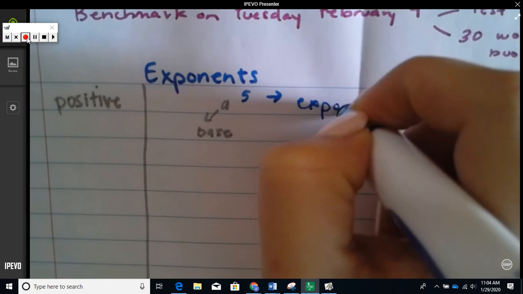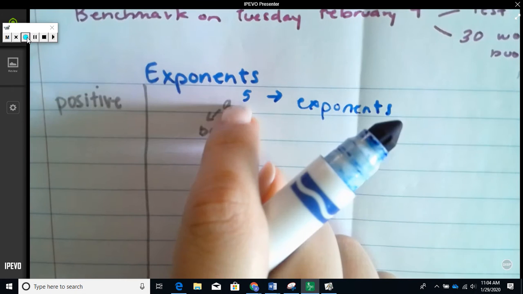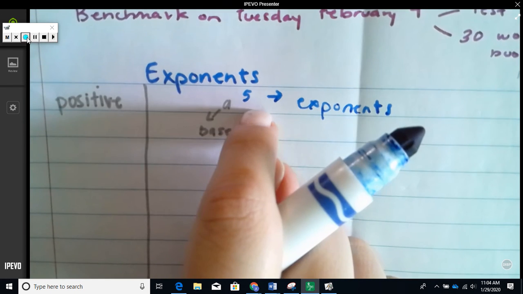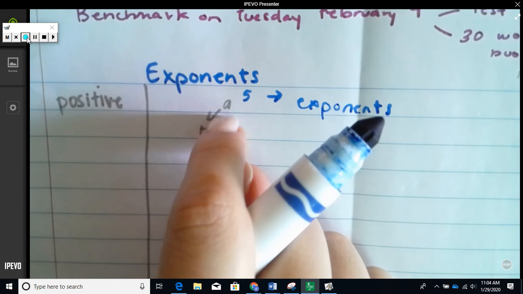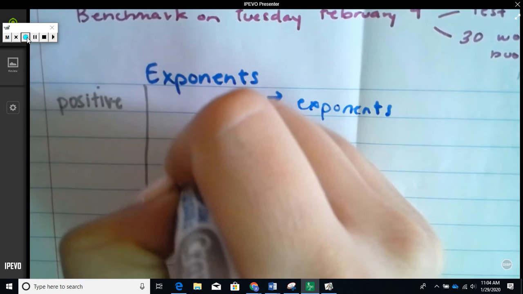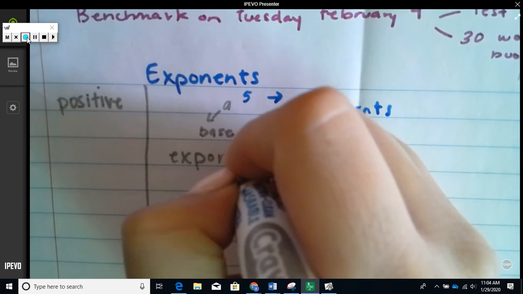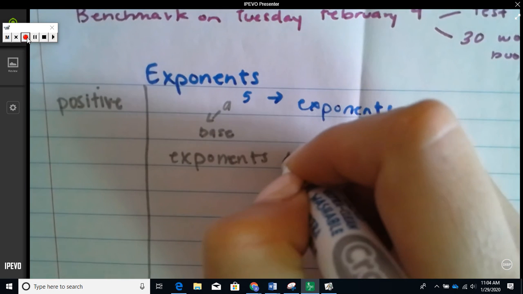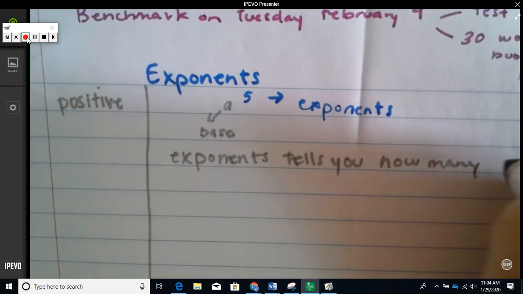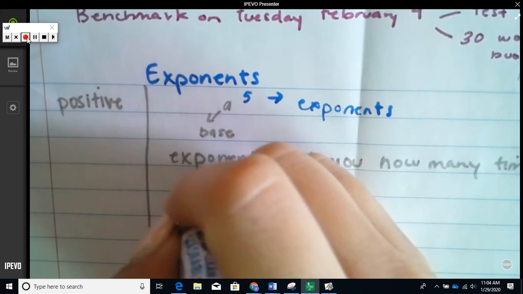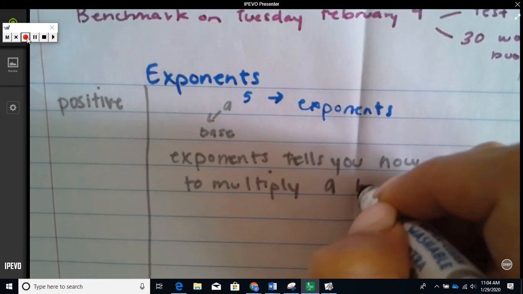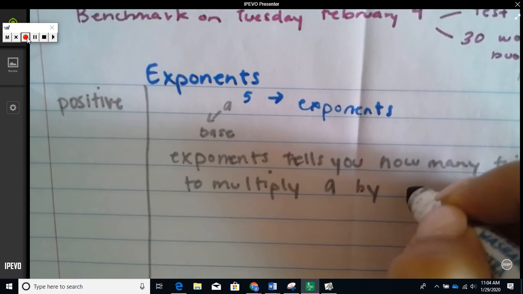What exponents tell us, when you see a to the power of 5, that doesn't mean a plus 5, and it doesn't mean a times 5. It's not multiplying the base times the exponent. The exponent tells you how many times to multiply a by itself.